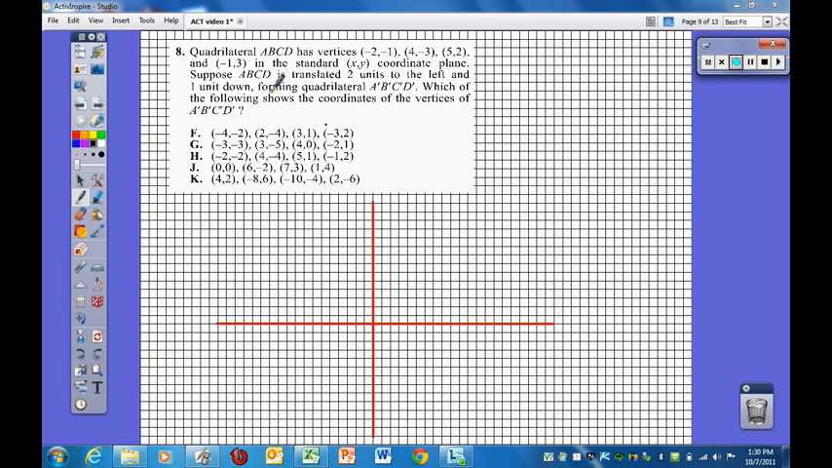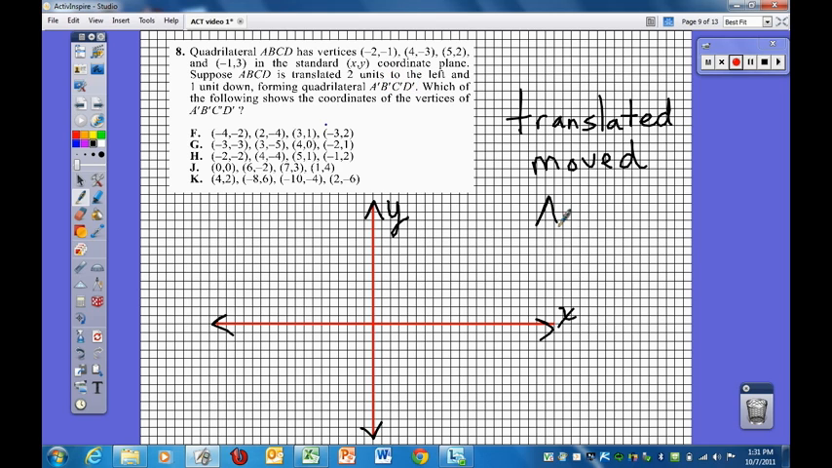Alright, problem number 8. We have a quadrilateral ABCD. Its vertices are listed, and we know that those are in the XY coordinate plane, which I've drawn here below. Let me label my axes. We have the y-axis and the x-axis, and we're supposing that we translated 2 units to the left and 1 unit down. Translated has a synonym, moved. So we're going to move 2 to the left and 1 down to form another quadrilateral, A prime, B prime, C prime, D prime.